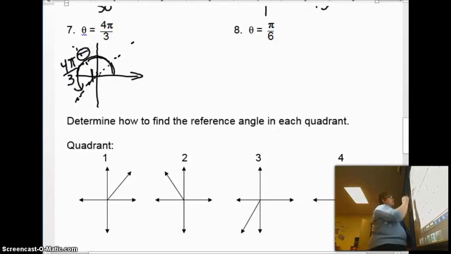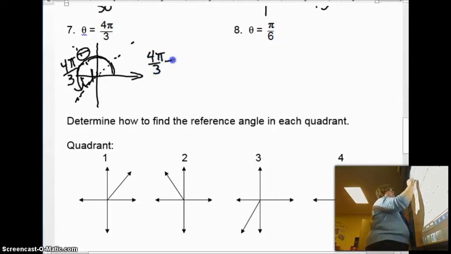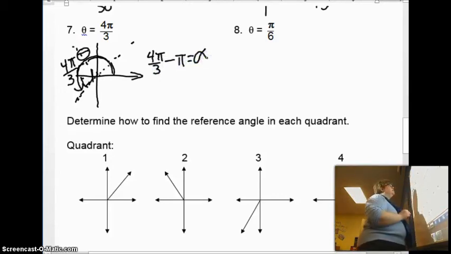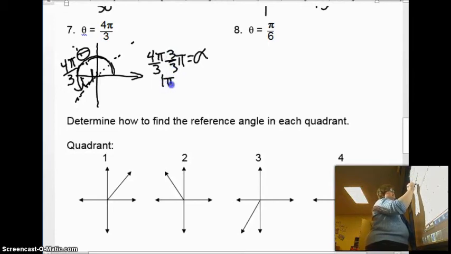Okay, so where's the x-axis? Right here. Okay, so we're coming down to that terminal side. Okay, so at 4 pi over 3, this is pi, so we want what's the difference between 4 pi over 3 and pi. So 4 pi over 3 minus pi is going to be our alpha. Okay, so remember that pi would be a whole number, so we could make it 3 over 3. So 4 take away 3 is 1, so this would be 1 pi over 3 would be our alpha.